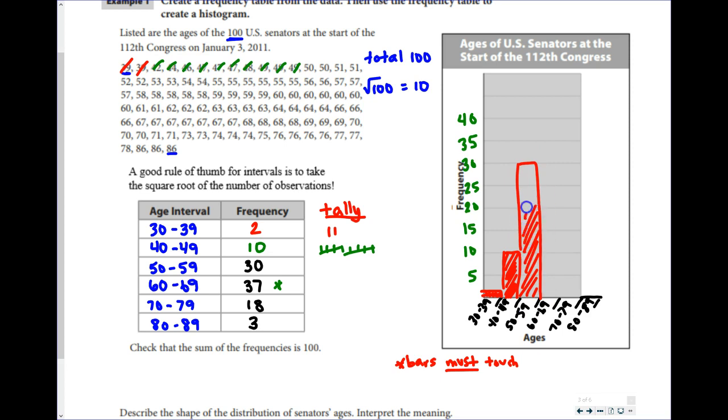Color it in. You just need to shade here. You don't need to fully color that in. 60 to 69 has 37. Again, you'll have to estimate. There's about 37. Shade it in.